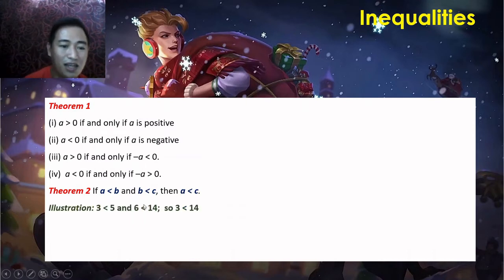No? So, if 3 is less than 5, and 6 is less than 14, so klaro jud class nga si 3 is also less than 14. Kidako man si 14.